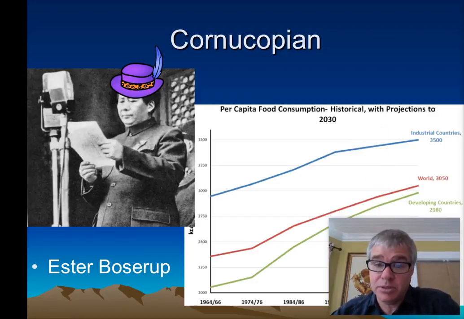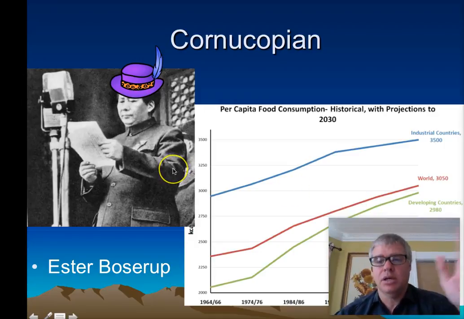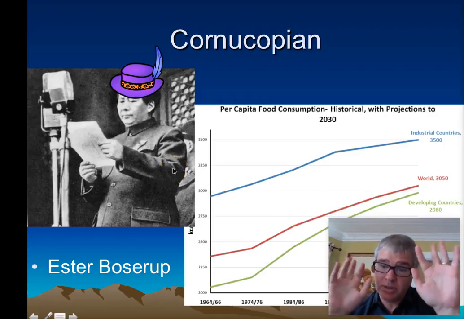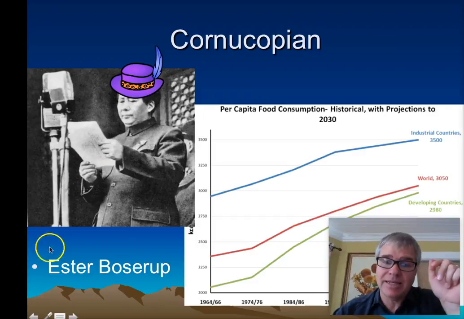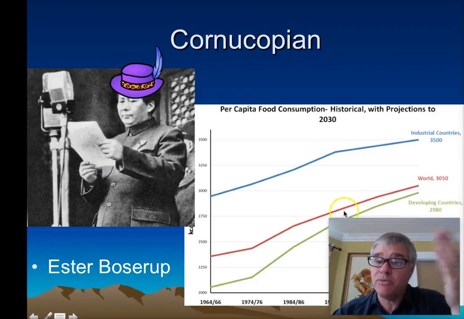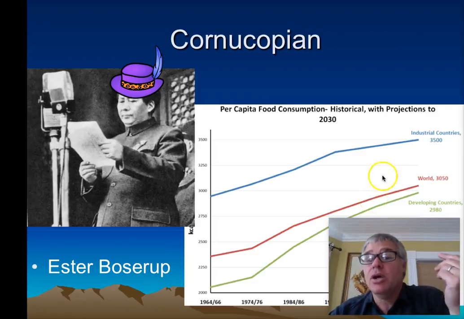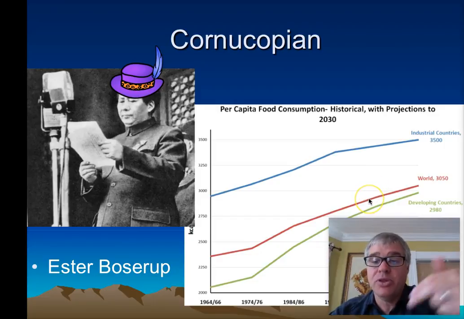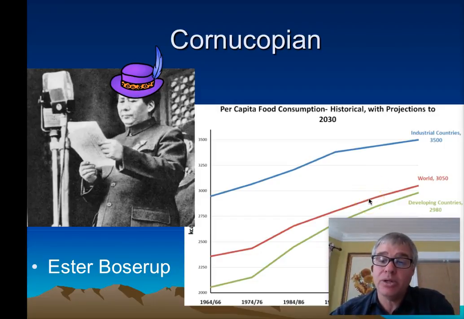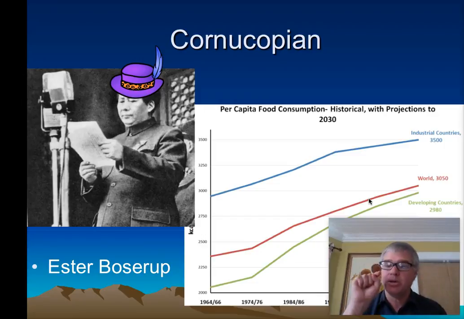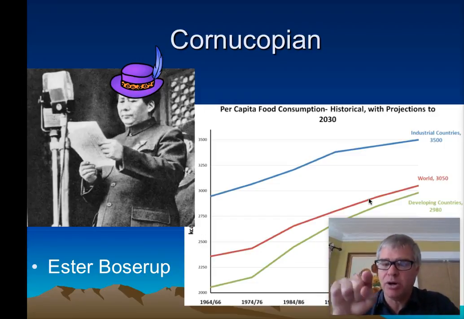In other words, she's saying Mao was right. With every mouth that was born, two hands came with it, and they did increase the food production to the point where we're not actually running out of food. If anything, we have much more food than we used to when we had only 3 billion people. So they really poke a big hole in Malthus's argument.